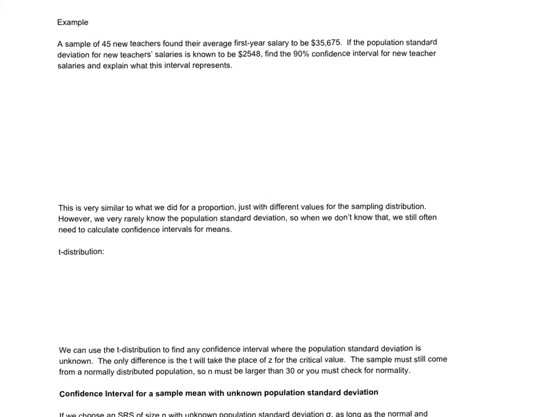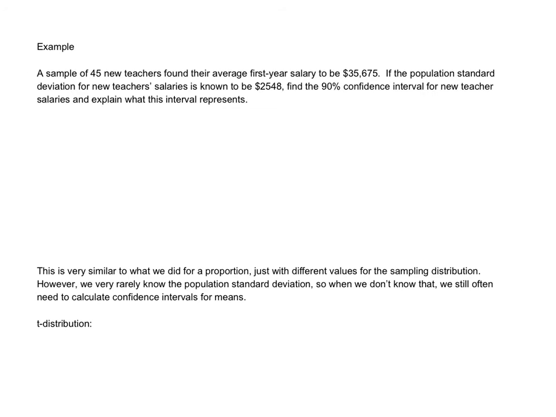So we're going to take a look at an example. A sample of 45 new teachers found their average first-year salary to be $35,675. If the population standard deviation for new teacher salaries is known to be 2,548, find the 90% confidence interval for new teacher salaries and explain what this interval represents. Because we know the population standard deviation, we can use our formula x bar plus or minus our critical value times the standard deviation divided by the square root of n.